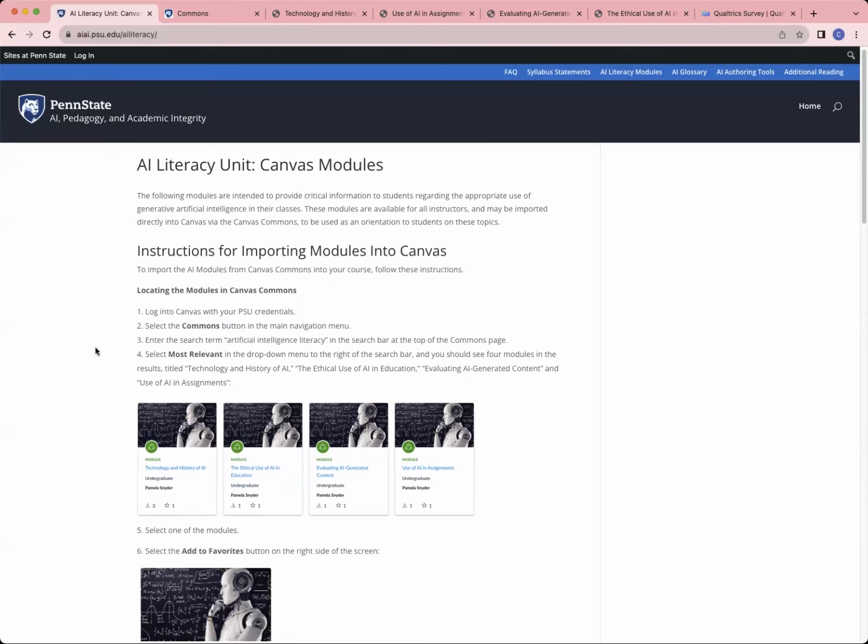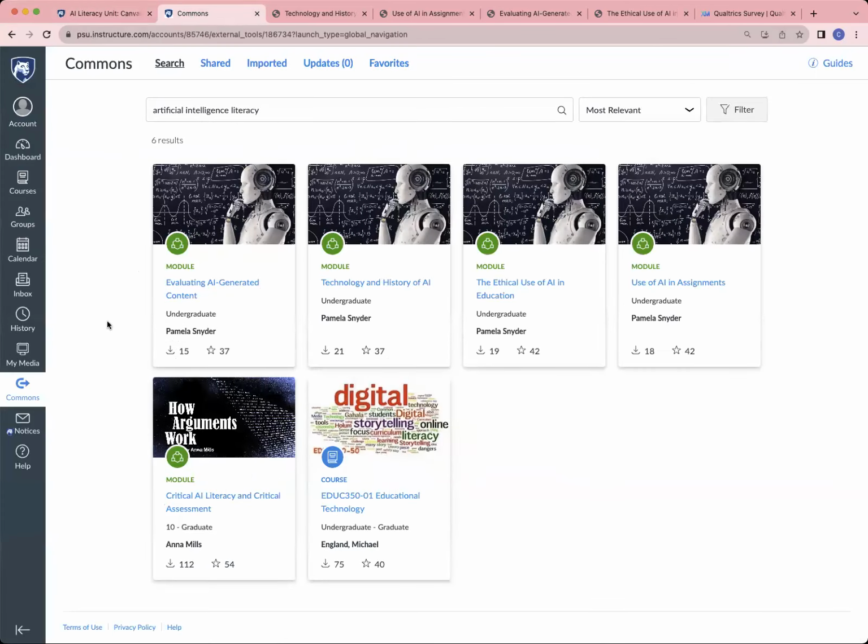It's not too terrible once you do it once, but effectively you need to go into Canvas, click on the Commons tab on the side, and search for artificial intelligence literacy. As you can see, this little icon with the robot in front of the white blackboard is kind of at a glance how you know you're in the right place. And there's 4 different modules again that you can link into. So I do encourage you to go to that site to get the instructions, and check out the contents. So you can kind of click right into, move my window here because it's blocked. Okay.